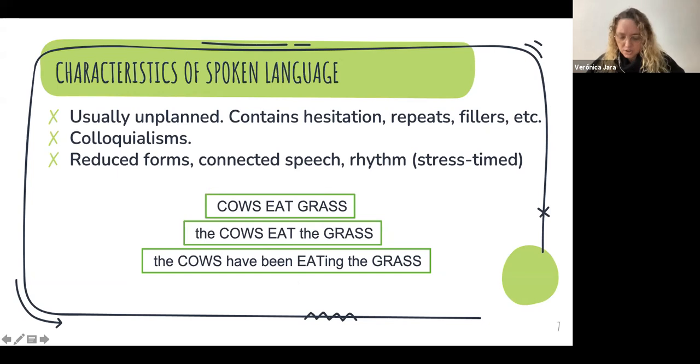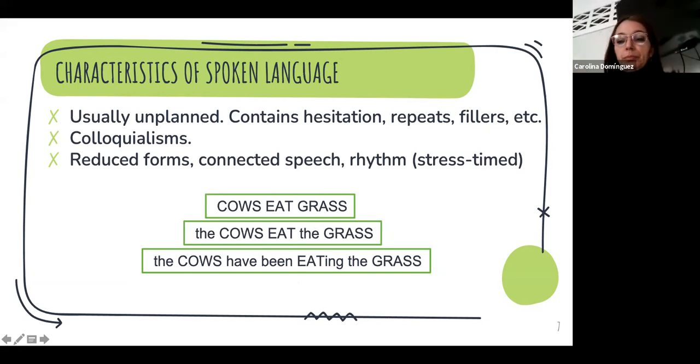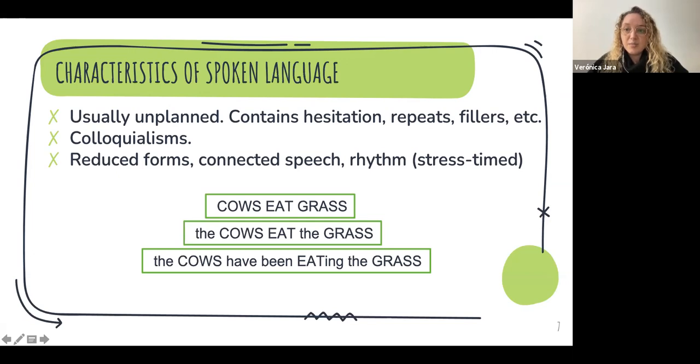So listen to this. Do you hear if I do this on my table? Do you hear me tapping? Yes, you do. So if you say cows eat grass, the cows eat the grass, the cows have been eating the grass. It's the same rhythm, right? Cows eat grass. The cows eat the grass. The cows have been eating the grass.